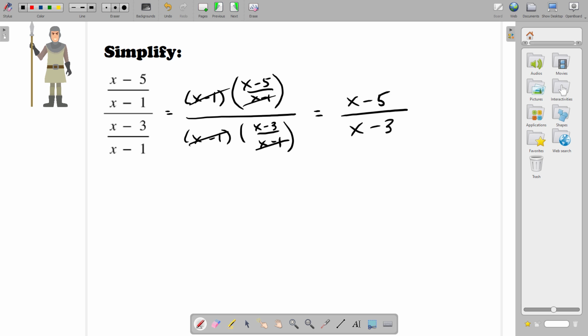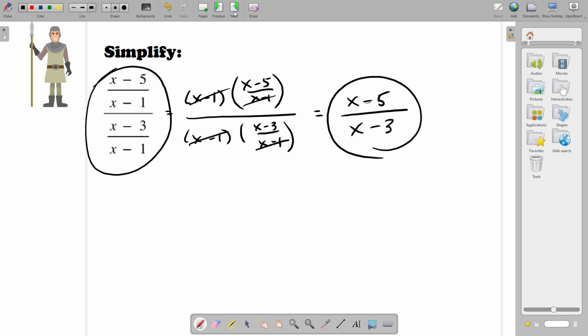Those x's cannot divide out because that x is tied to that 5 with that minus sign. This x is tied to that 3 with that minus sign. So these are binomials. You can't break up pieces of binomials. So that ends up being the simplified version of that.